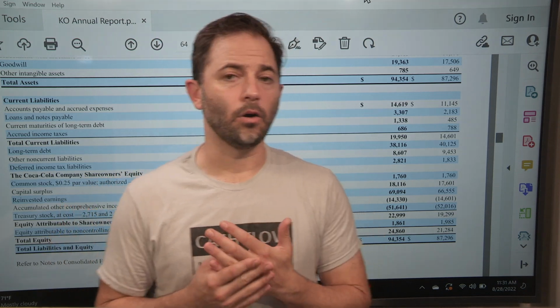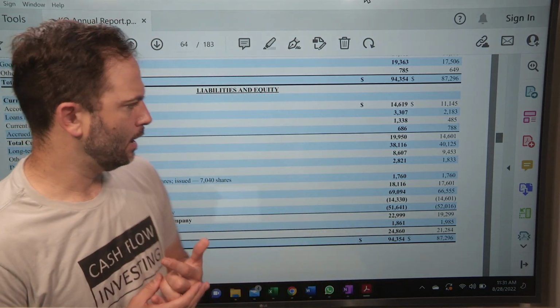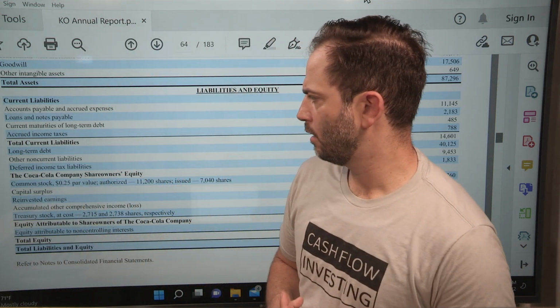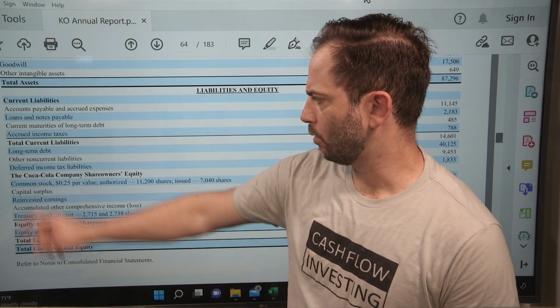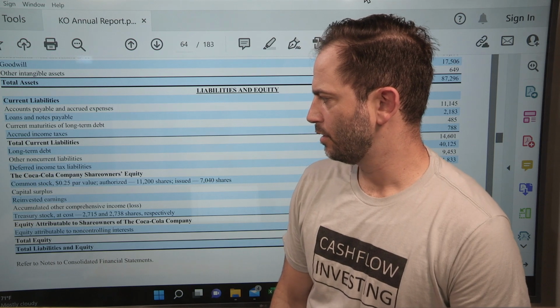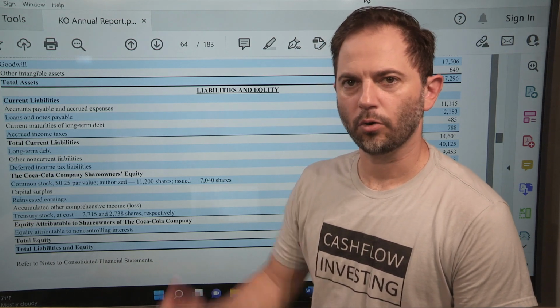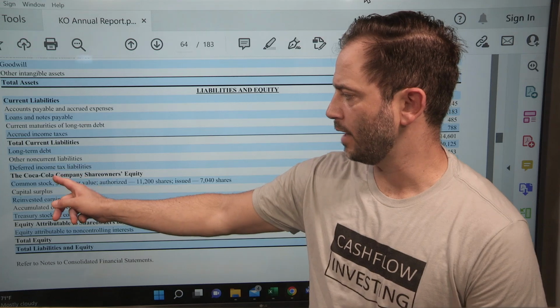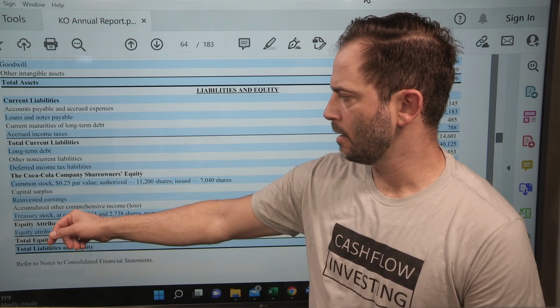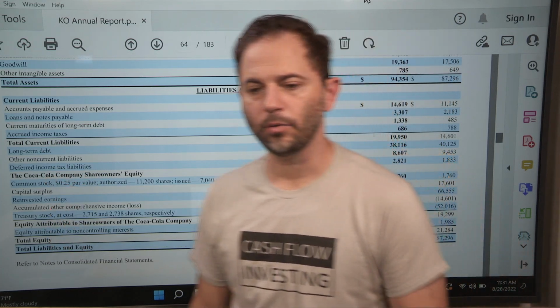That is the Coca-Cola total liabilities. They don't actually have a total liability section, which is very weird. Normally there's a total liability section. Coca-Cola does not do that. Shame on them. They should definitely do that. They skip right into Coca-Cola shareholder equities.